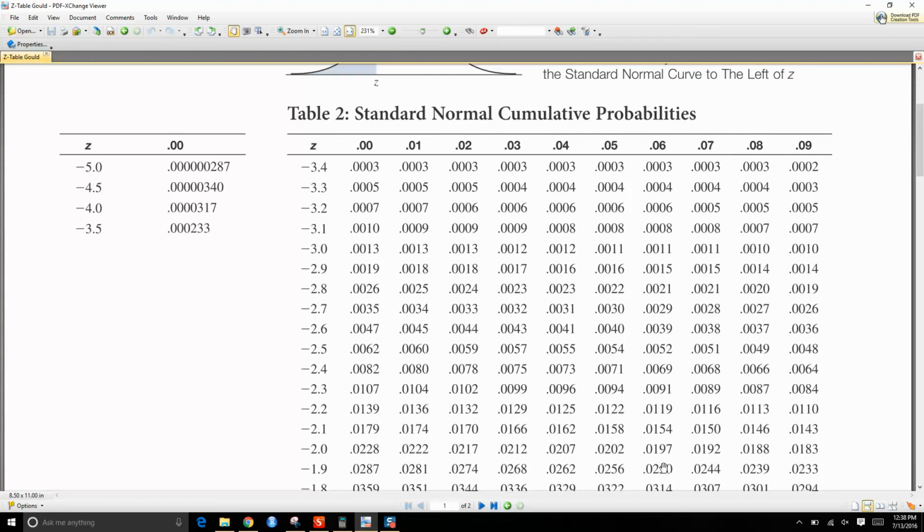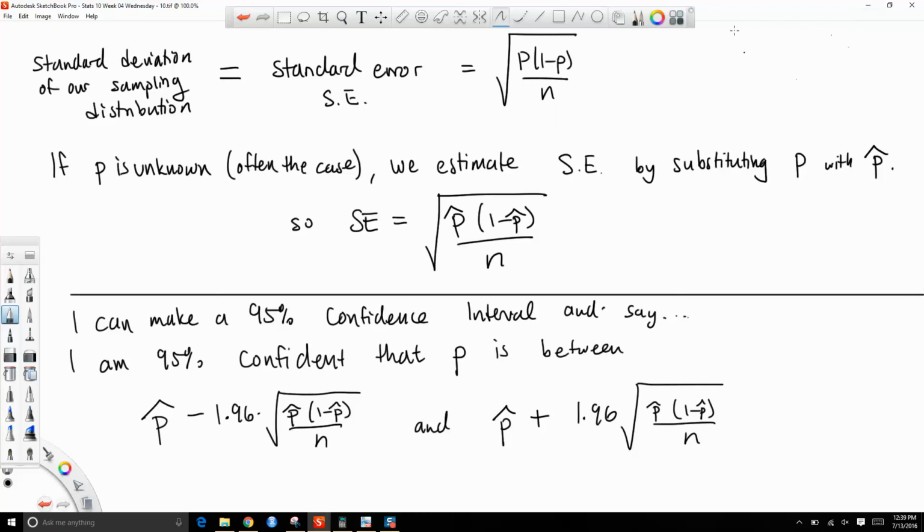Okay? If I go to 2, I have just a little bit less than that. I have 0.0228. So if I go out to 2 and negative 2, I get just a little bit more than the middle 95%. I get something like 95.5%. And that's why we use 1.96. But if you use 2, you're going to get something pretty close to it. But that's why we're using 1.96.